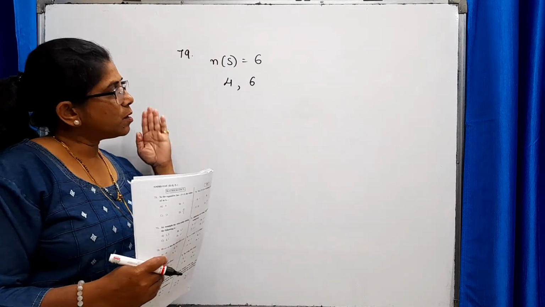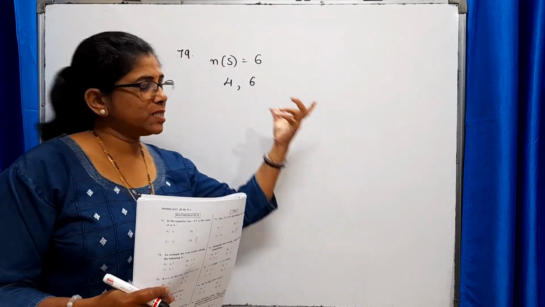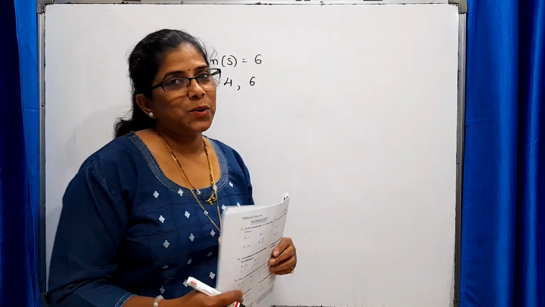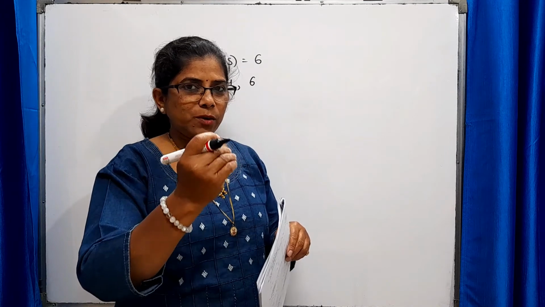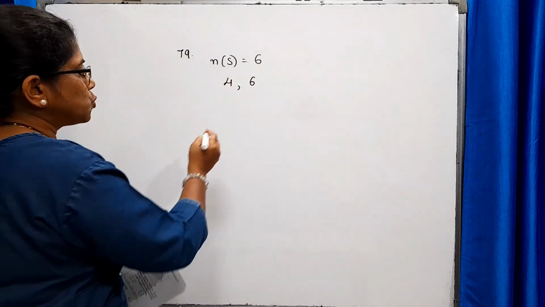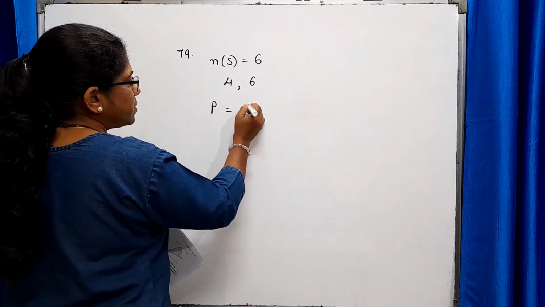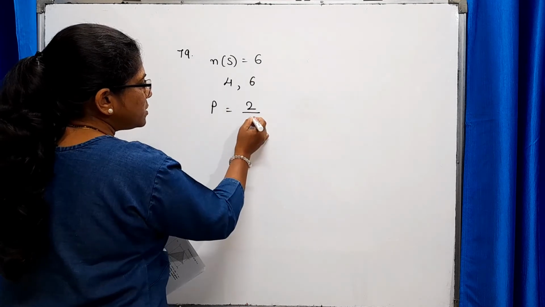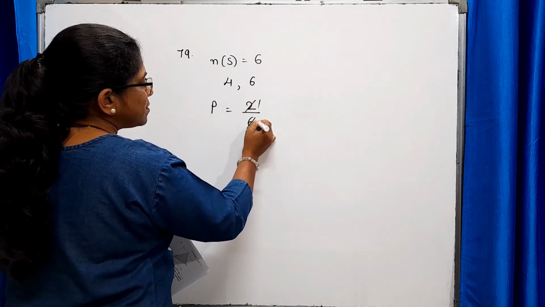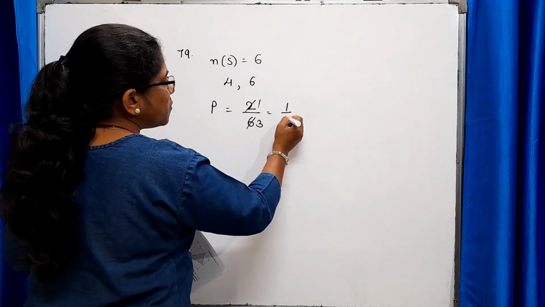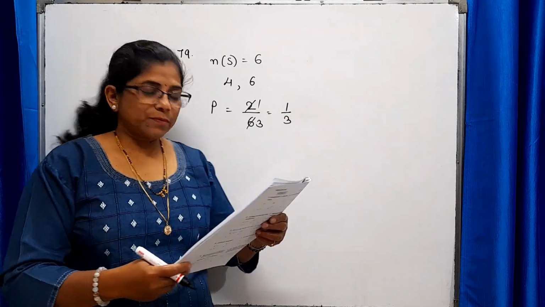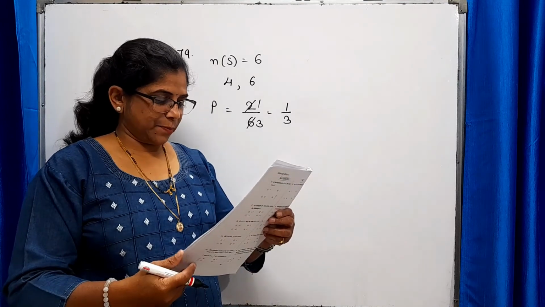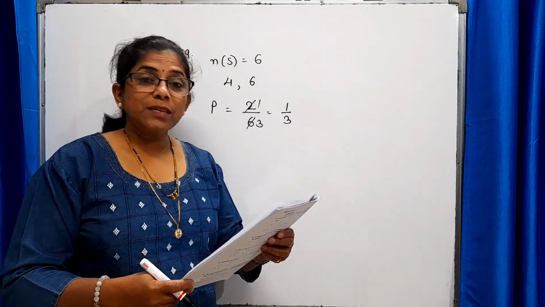So here, among 1, 2, 3, 4, 5, 6, 4 and 6 are the composite numbers. So the possible outcomes of that particular event are 2. So what is going to be the probability? 2 upon 6, 2 ones are 2, 2 threes are 6, so 1 upon 3 is the answer. So option B is the answer here. Let's move to the next question.